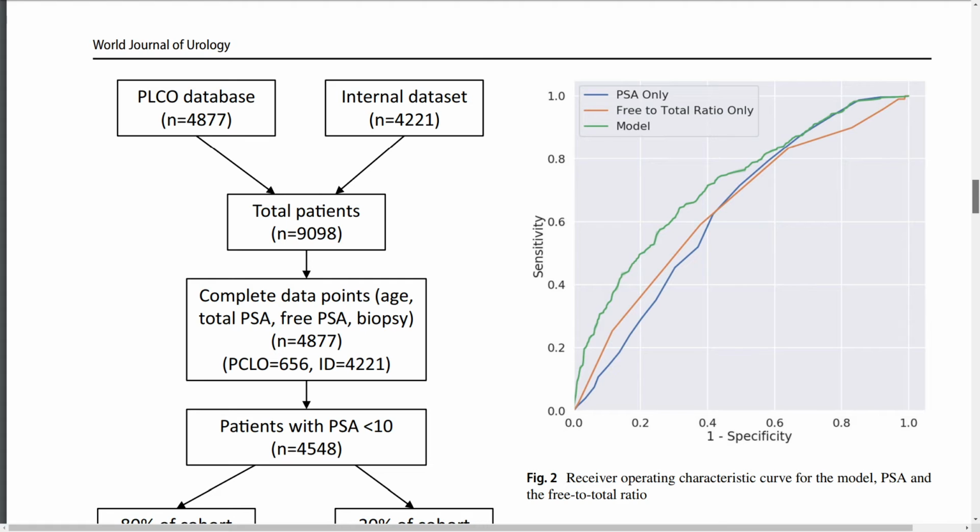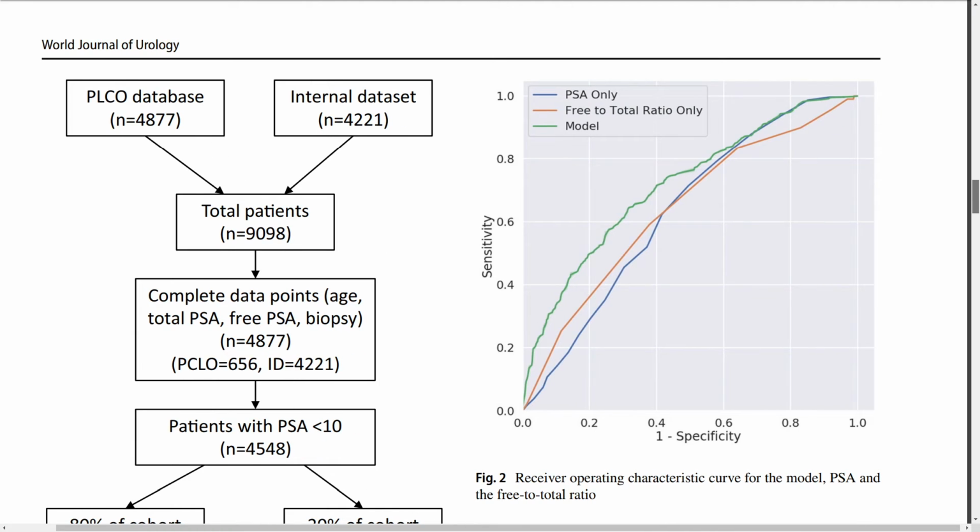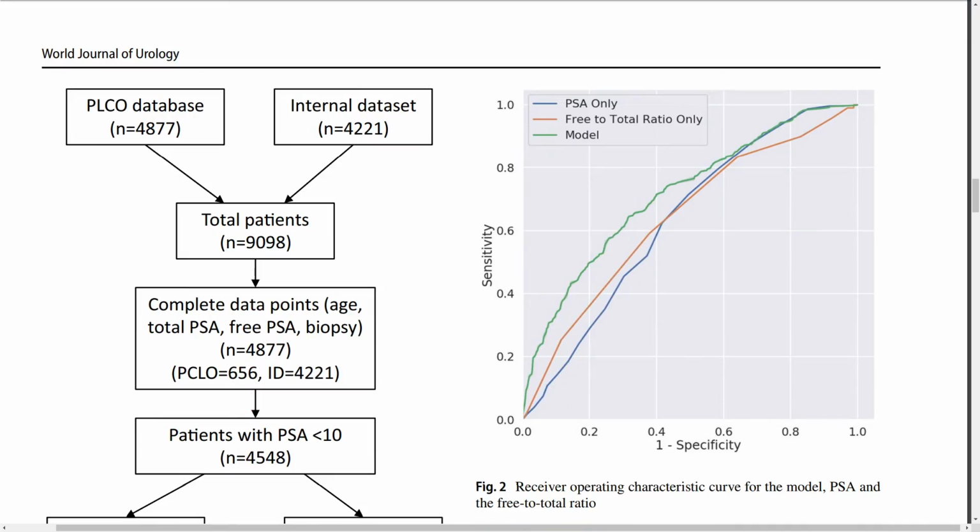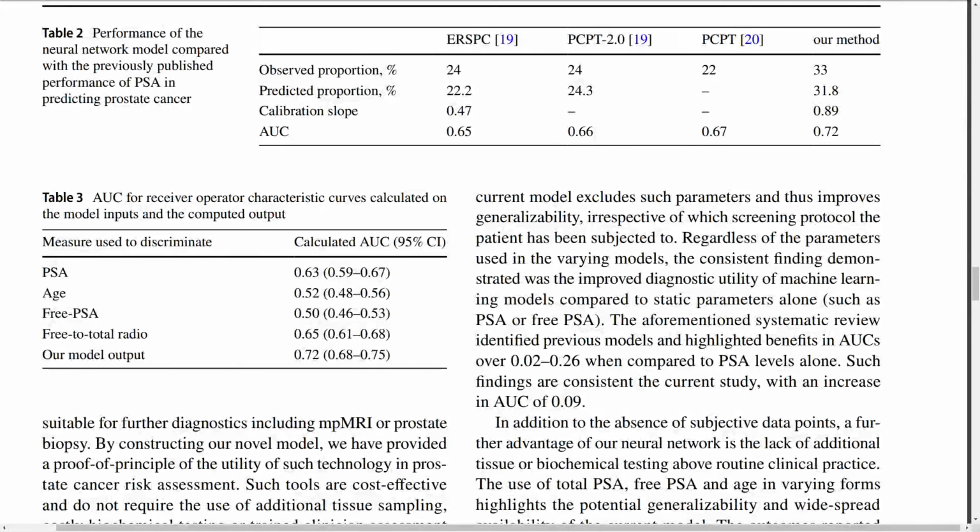You can see here in figure 2 that the machine learning model outperformed both the PSA and the free-to-total ratio in terms of classifying patients as cancerous or non-cancerous. If we look further down the paper, we see that in terms of the AUC, that metric we discussed before, the model outperformed free-to-total ratio, Free-PSA, age, and PSA as individual clinical markers. What this showed was that these models could provide superior differentiation of patients into high and low risk.